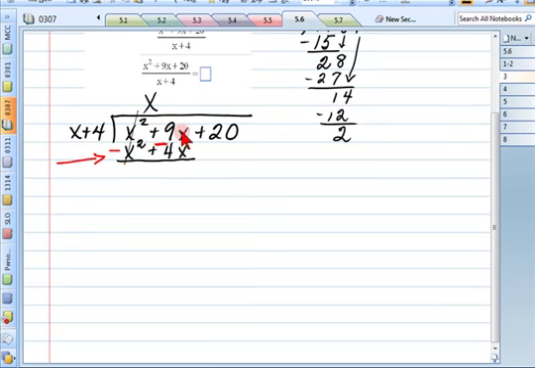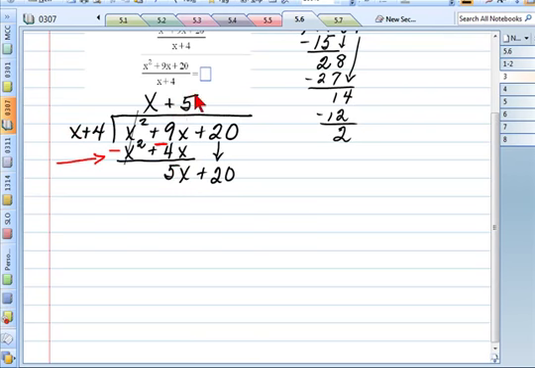Now, what is 9x minus 4x? 5x. And what are you supposed to do? Bring that next one down. And now I start the whole process over. I'm looking at just the x and just the 5x. What would you have to multiply times that x to turn it into 5x? 5. So put a plus 5.